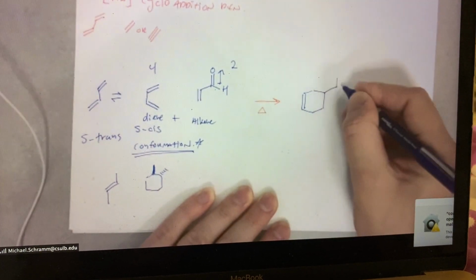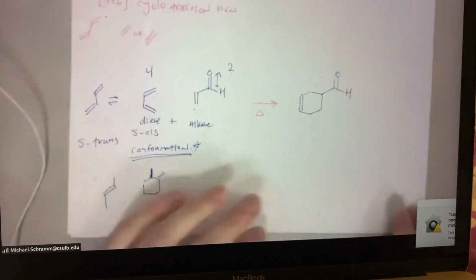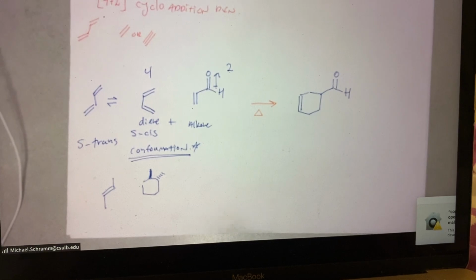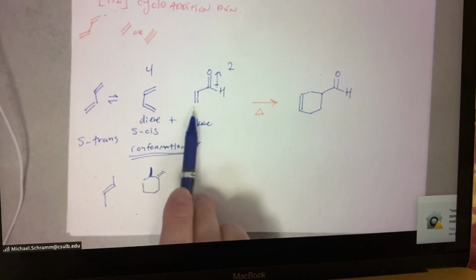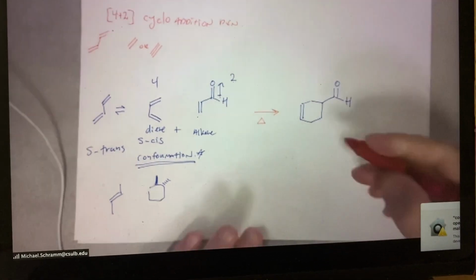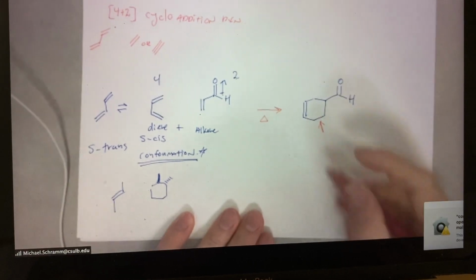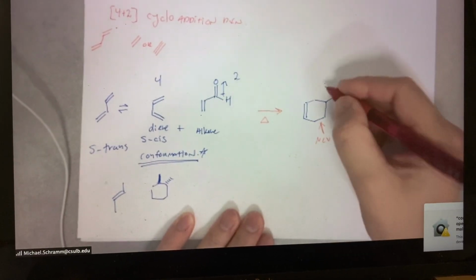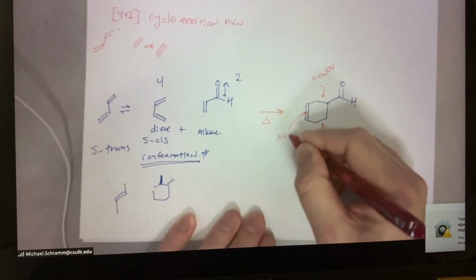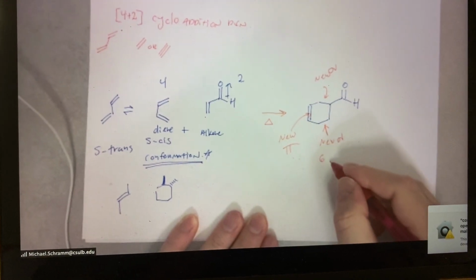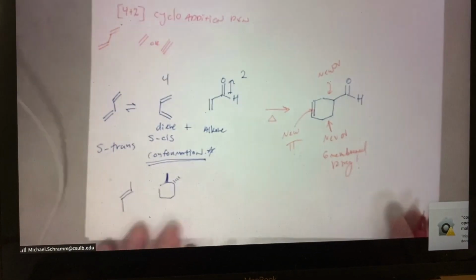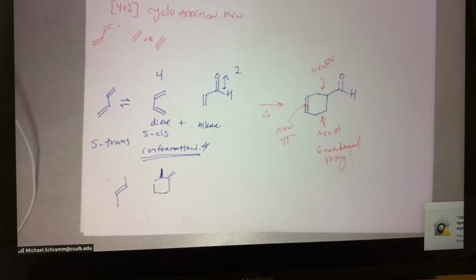You get a 6-membered ring. Okay. So when you take a diene and an alkene, you get a 6-membered ring. Right here is a new sigma bond. Right here is a new sigma bond. Right here is a new pi bond, and we form a 6-membered ring. All in one step. This is called the Diels-Alder reaction.